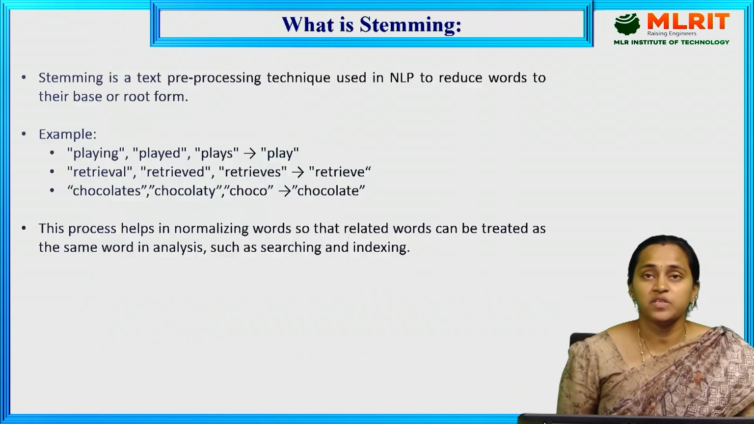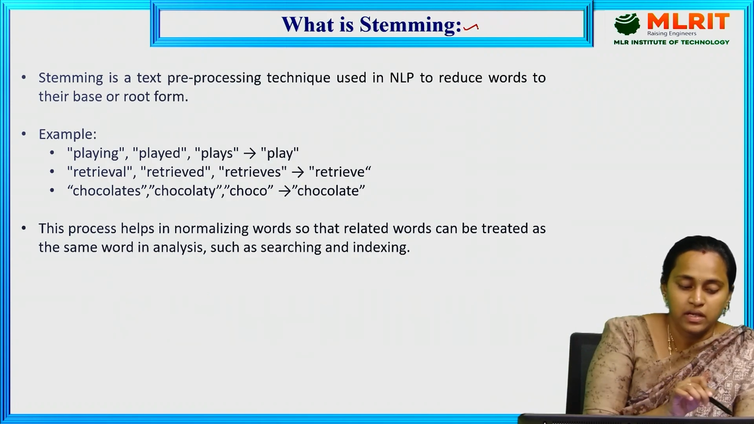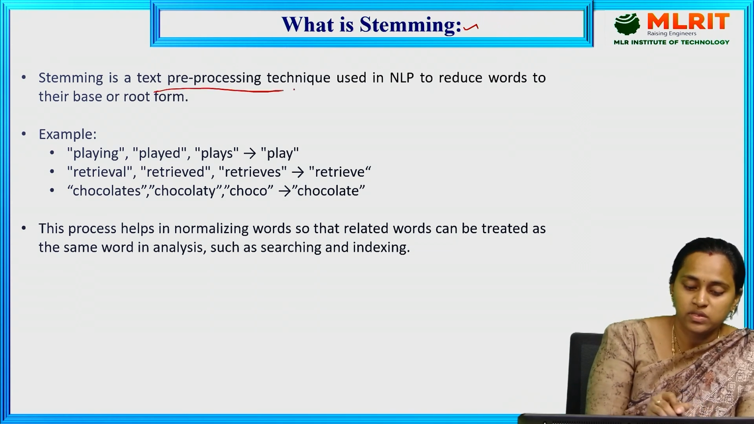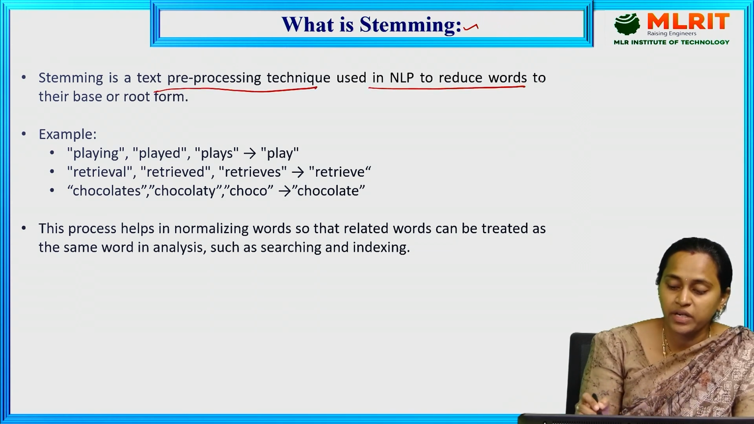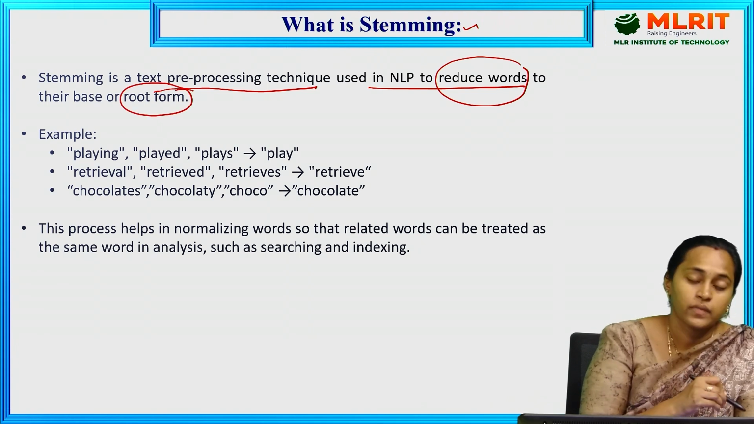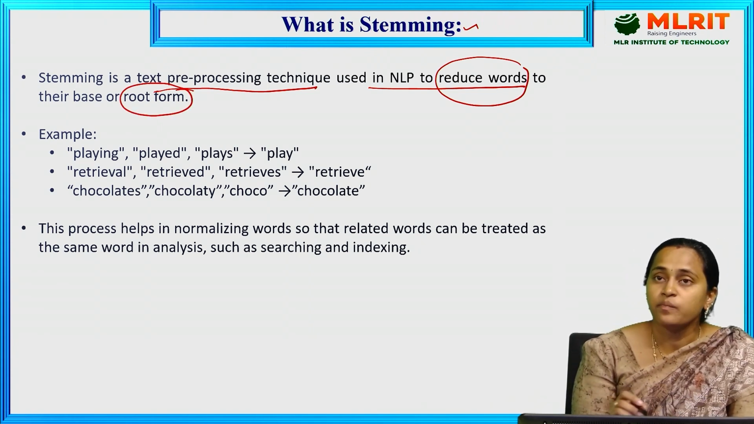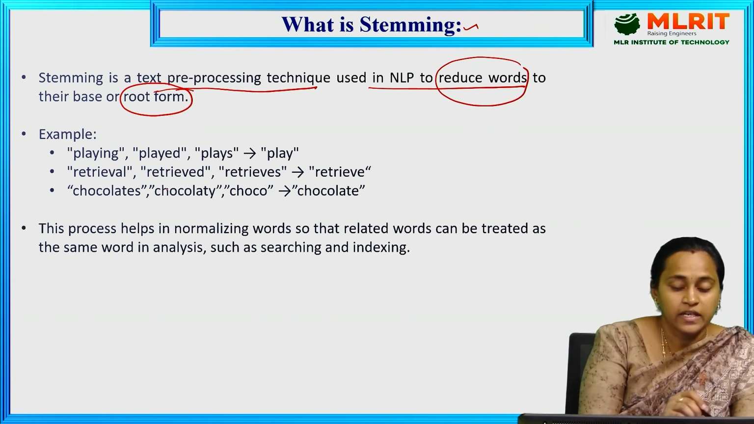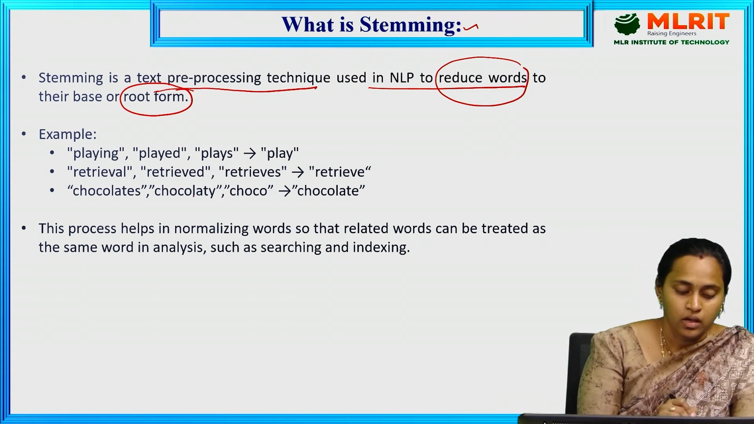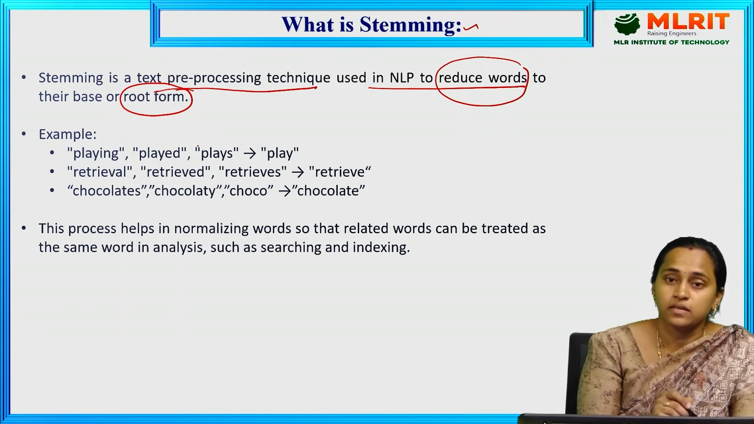So coming to the first one, what is stemming? What is the meaning of stemming? Stemming is a text processing technique used in NLP to reduce words to their root. Not exactly the root word, it will show a nearby root word. This is a drawback in stemming. Let's see the example discussed next.